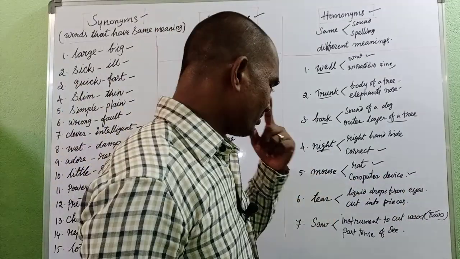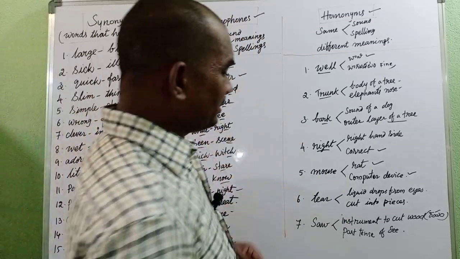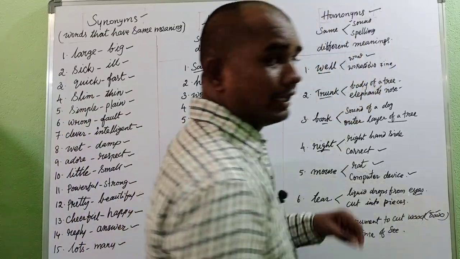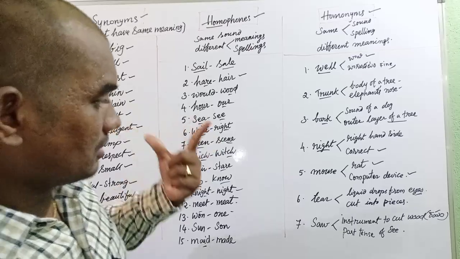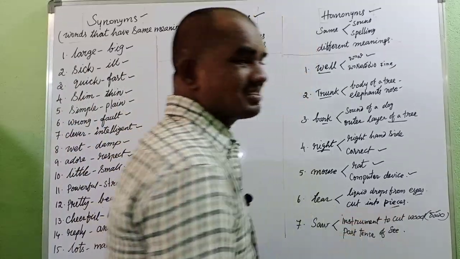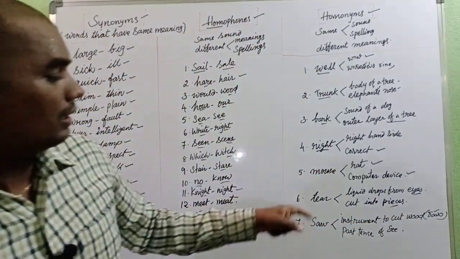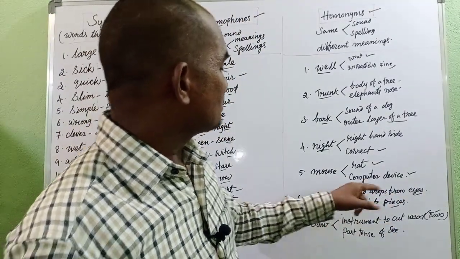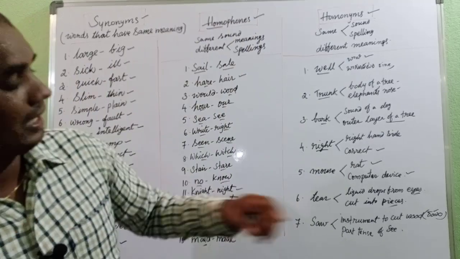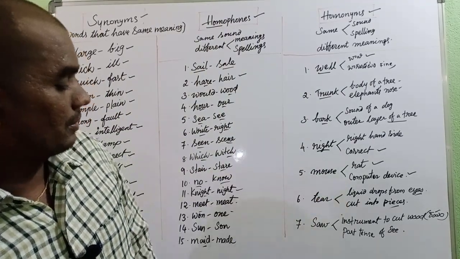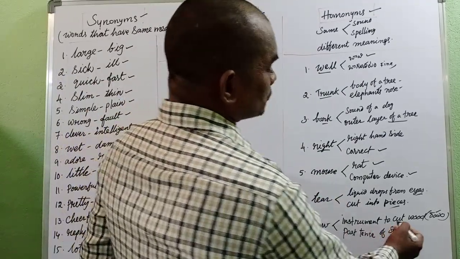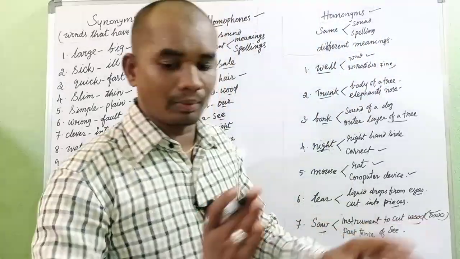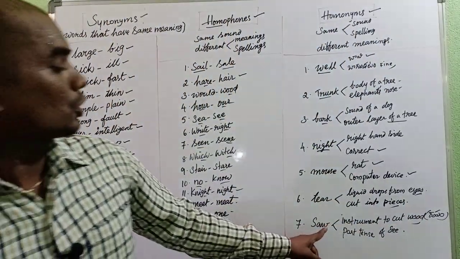Next, tear. Tear means liquid drops from eyes, tears. And tear also means to cut into pieces. Tear the paper, tear the book. Tear means to cut into pieces, and tear means liquid drops from eyes. Next, saw. Saw is an instrument to cut wood, to cut big wood. That is called saw.